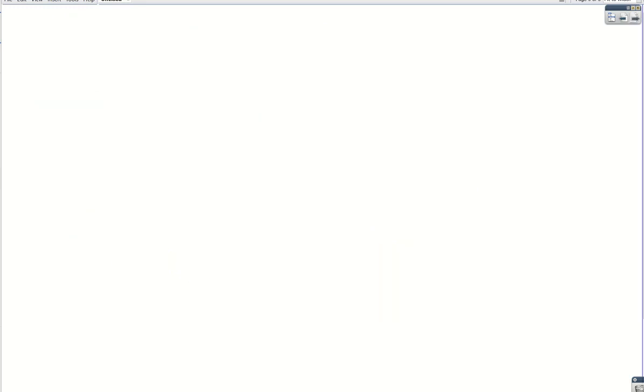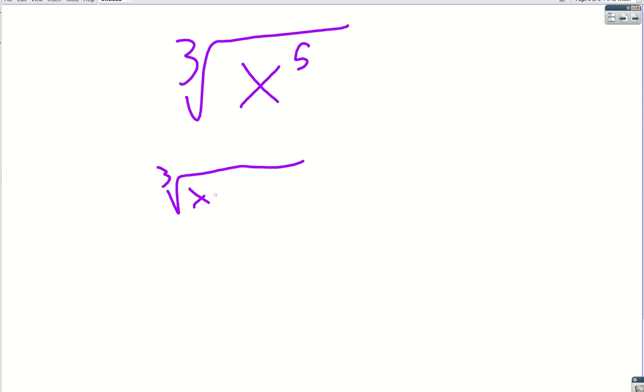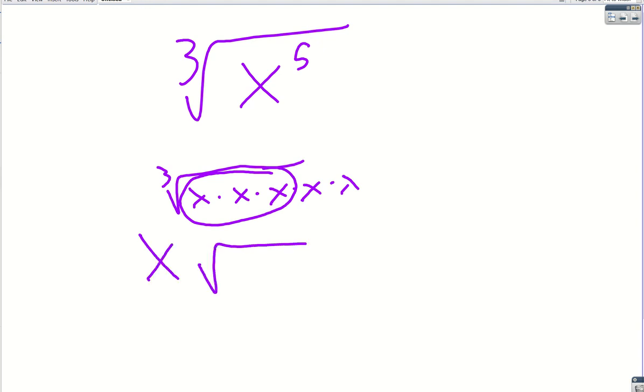And then just one more quick example. Let's say I have root 3 of x to the 5th. So root 3 of x to the 5th is 1, 2, 3, 4, 5. It says circle groups of 3. There's a group of 3, so one group gets to stay out, and 2 groups stay in. So it'd be like that.